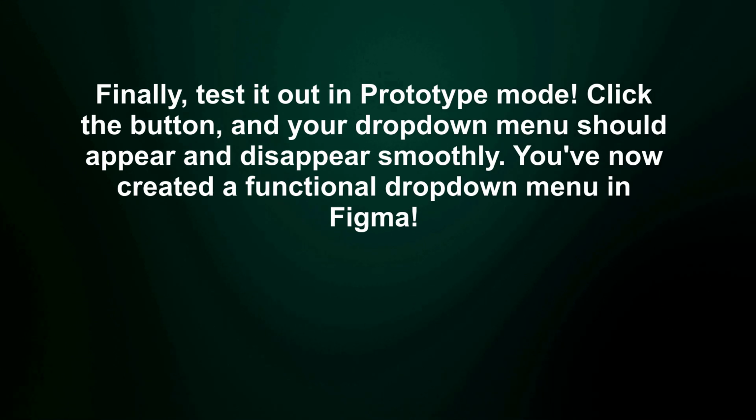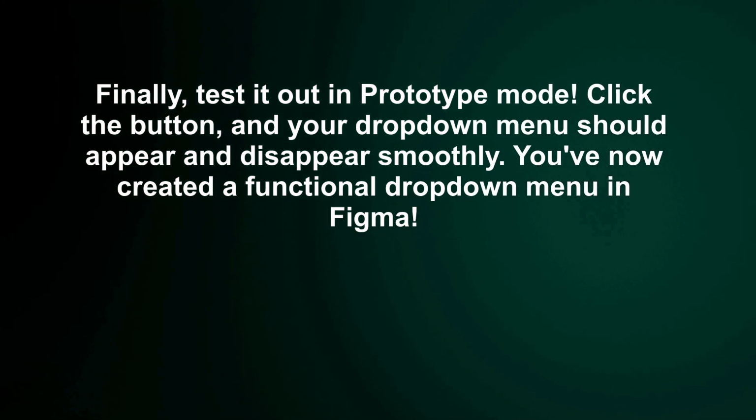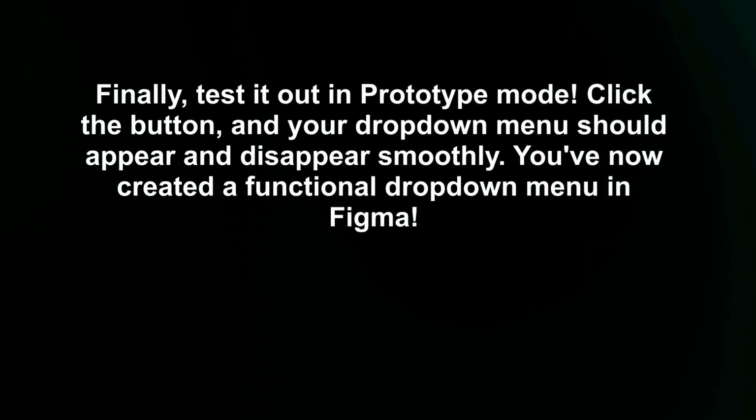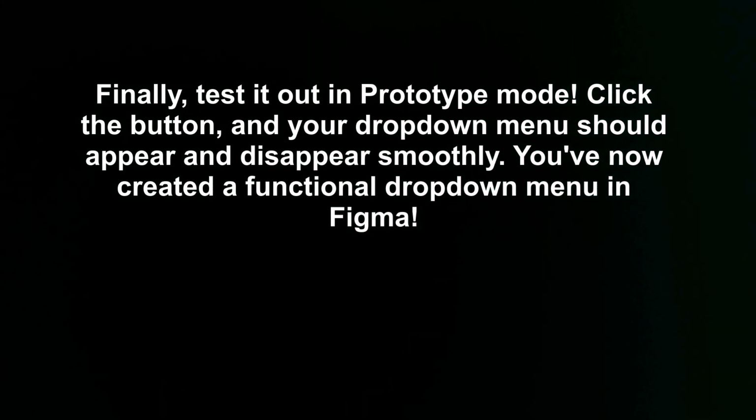Finally, test it out in prototype mode, click the button, and your drop-down menu should appear and disappear smoothly. You've now created a functional drop-down menu in Figma.